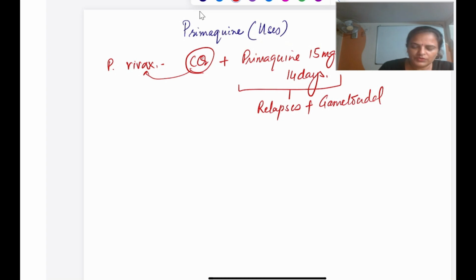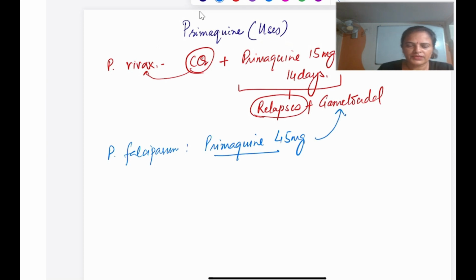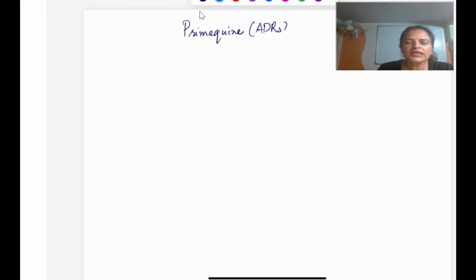Now there is no exoerythrocytic phase in Plasmodium falciparum. Do we need to give Primaquine in Plasmodium falciparum? Yes, we need to give Primaquine in Plasmodium falciparum, but we will be giving a single dose of 45 milligram, and this is going to exert the gametocidal action. Okay, so these are the uses of Primaquine.